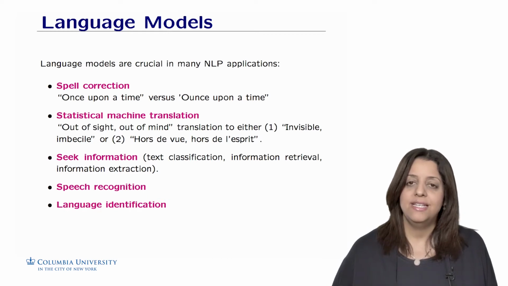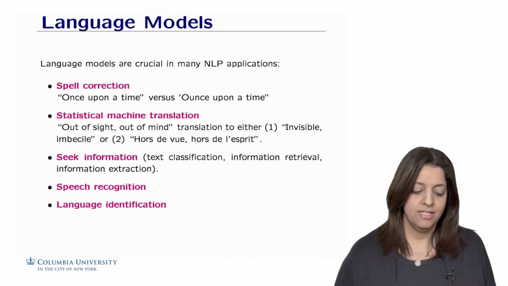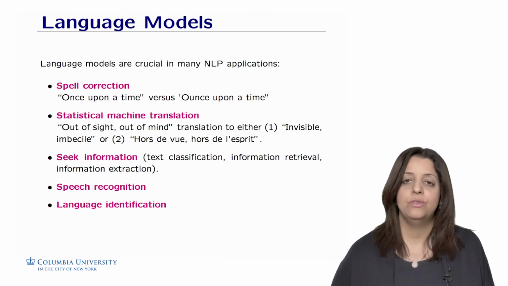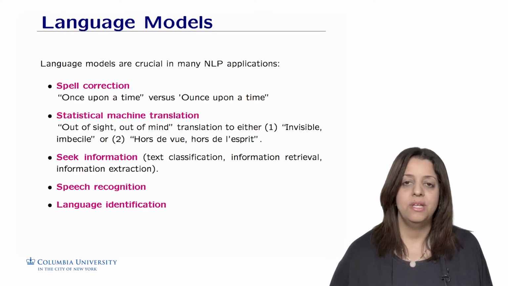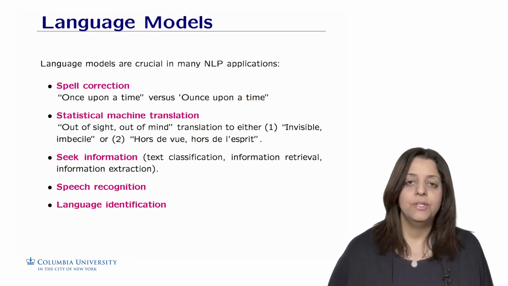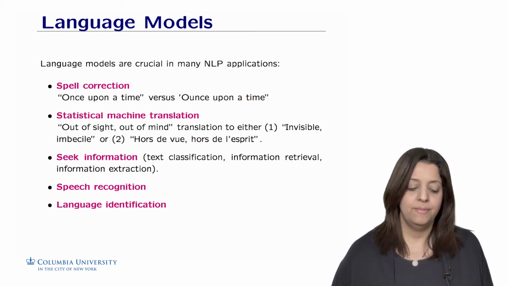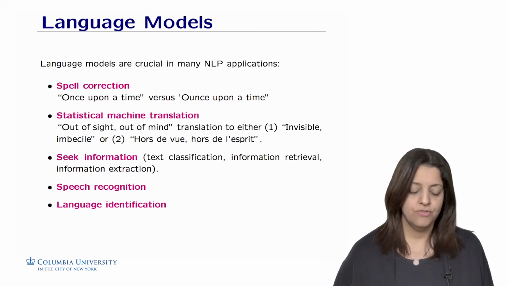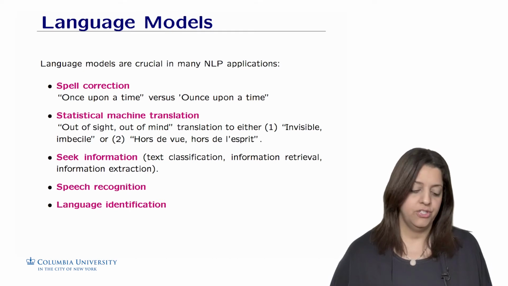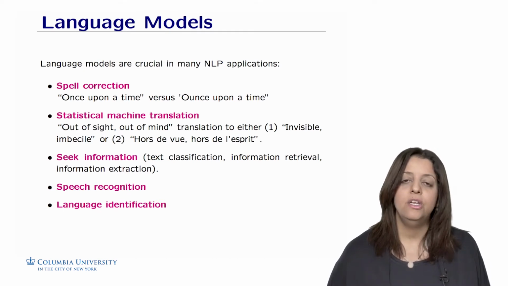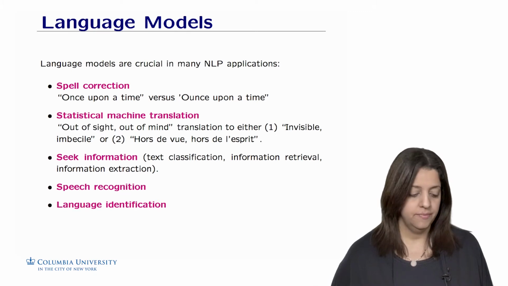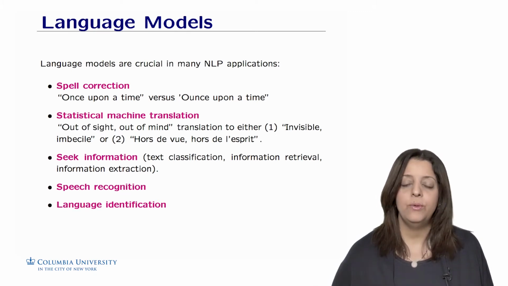Given some sentence to translate, we have a few possibilities, such as in this example, "out of sight, out of mind", with the two possible translations, one of them being the correct one. So we could calculate or estimate the probability given a large corpus of text using the language model, and hence we could estimate what would be the best translation for this sentence. We use also language models to seek information, such as doing text classification, information retrieval, and information extraction, and also for speech recognition, language identification, text summarization, etc.